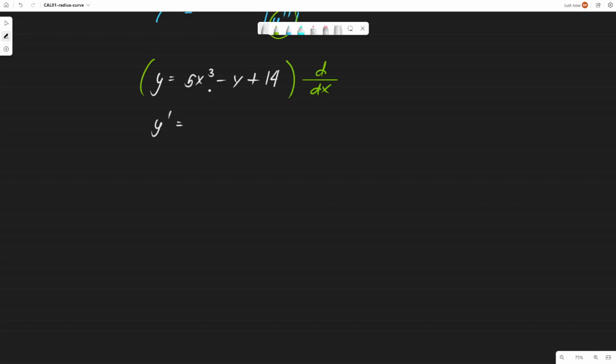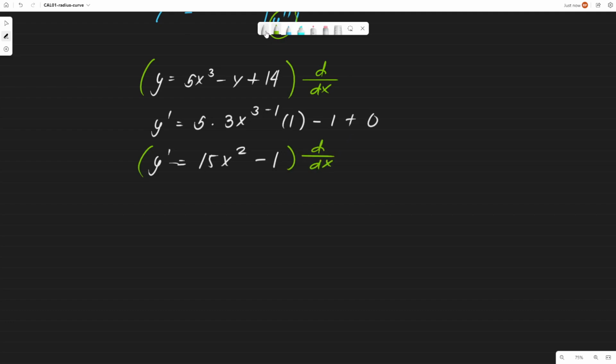So we have y prime is equal to the derivative of 5x cubed. Let's apply the chain rule here: 5 times 3x raised to 3 minus 1. The derivative of x is simply 1, then minus the derivative of x with respect to x is 1. Then we have 14, the derivative of that is 0. So therefore y prime is equivalent to 15x squared minus 1. Now simplifying our expression stated above, we have our y prime, then let's get our y double prime.